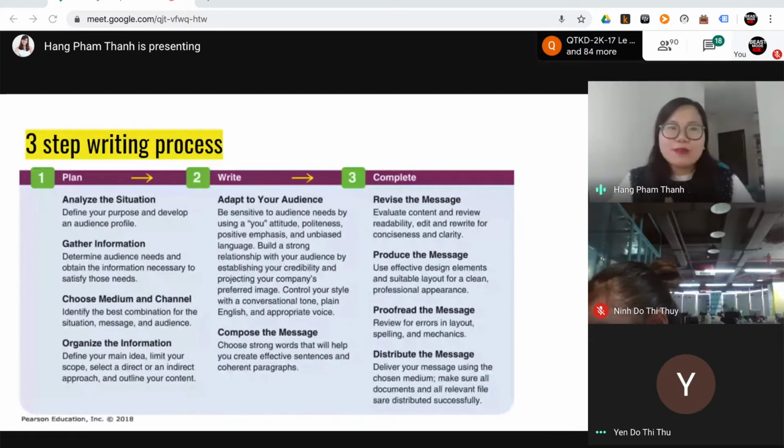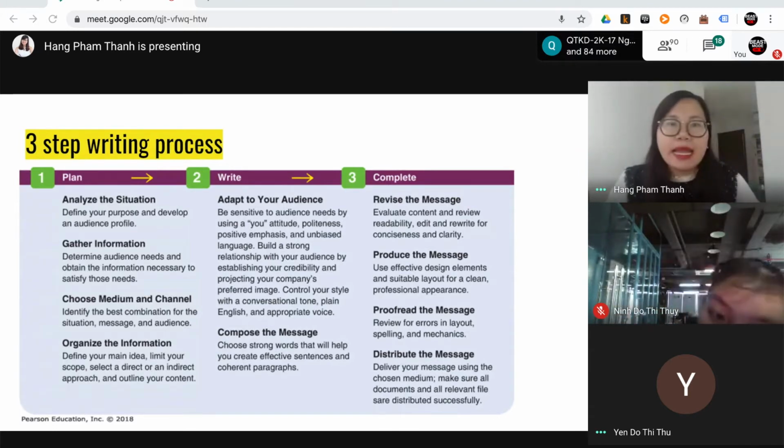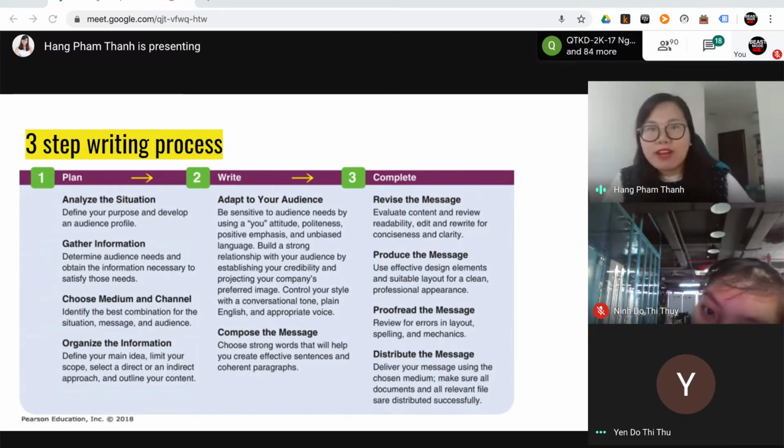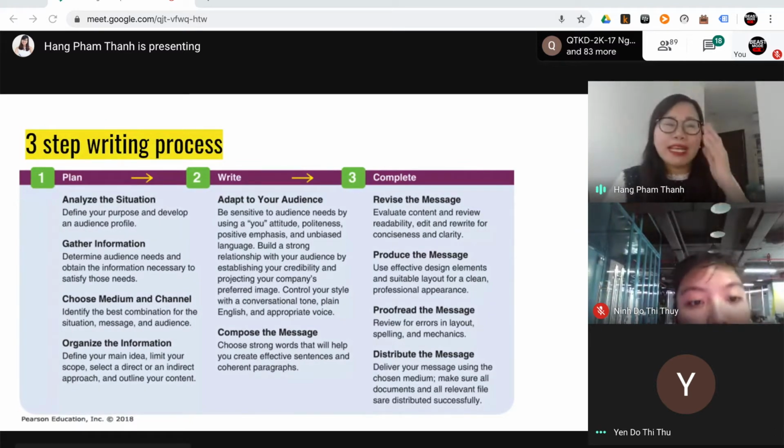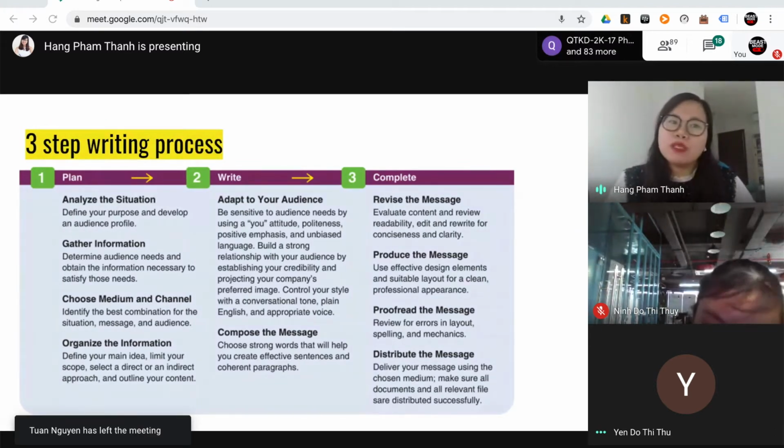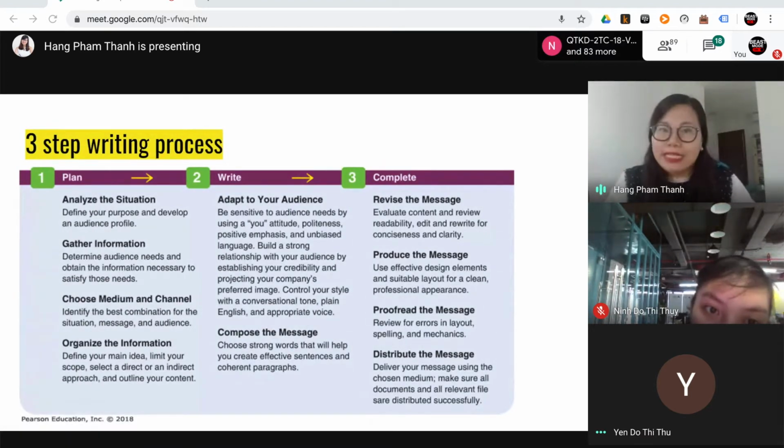Actually, as the textbook stated, planning should account for 50% of the whole time for the writing, then 25% of the time for writing, and another 25% for completing. Okay, thank you everyone for contributing your answers. Again, planning is the most important part, and we also spend a lot of time in this lecture talking about how to plan your writing.